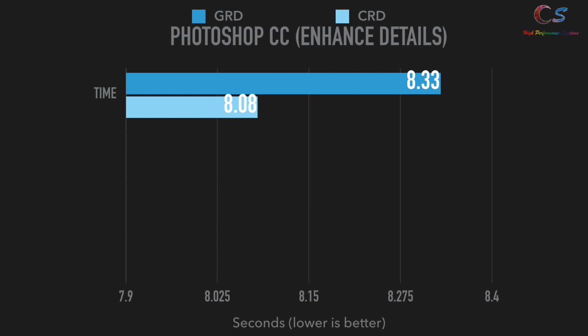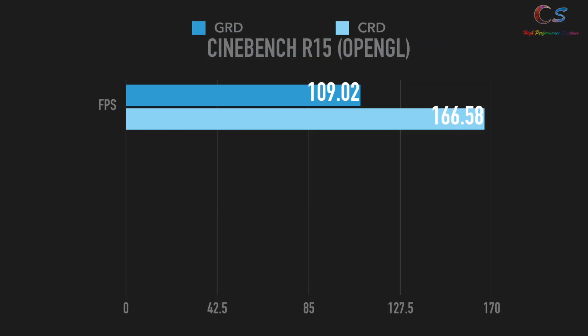Now, in Photoshop, it was a little bit faster to do this enhanced details. I used 5 raw images, did enhanced details, and it was slightly faster, but nothing significant in this situation. Maybe in different scenarios it might be faster, but here it was slightly faster. However, for Cinebench, once again, just like the Overwatch results, I got much better performance with the Creator Ready driver.